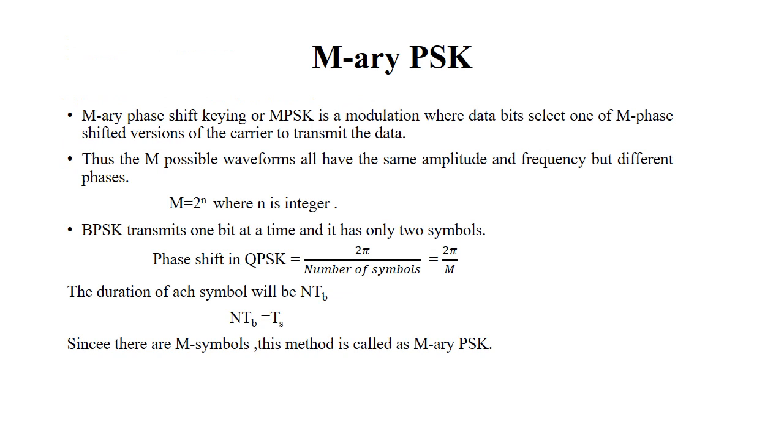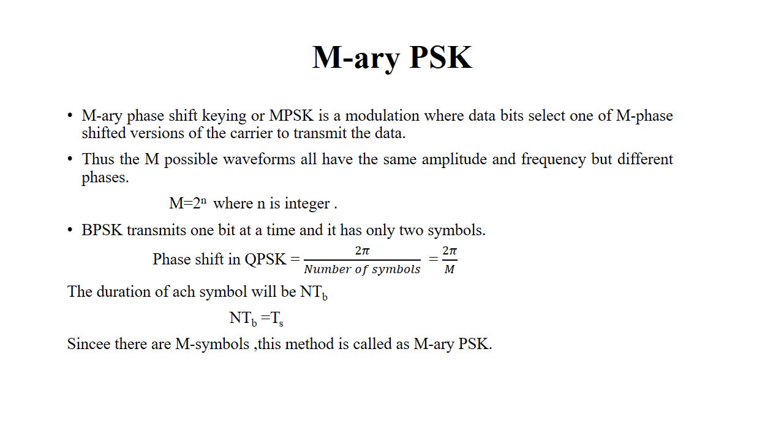M-ary PSK is M-ary phase shift keying, a modulation where the data bits select one of the M phase shifted versions of the carrier to transmit the data. BPSK transmits one bit at a time and has only two symbols. Whenever the symbol is changed, the phase shift is 2 pi by the number of symbols. Here we have M possible waveforms, all with the same amplitude and frequency but different phases. That is, M is equal to 2 power n, where n is an integer.